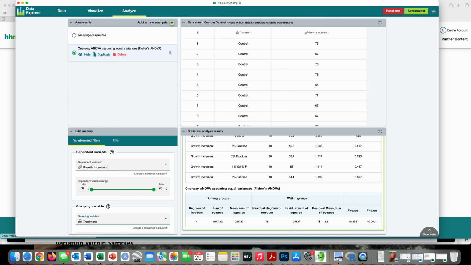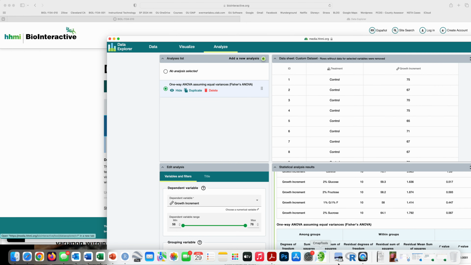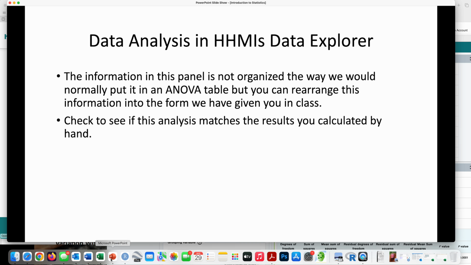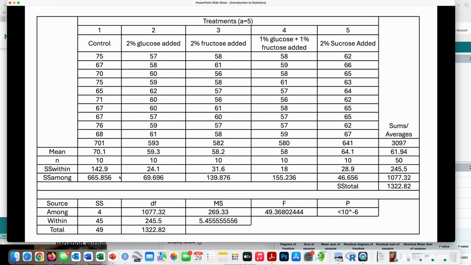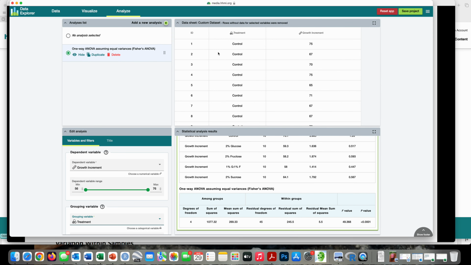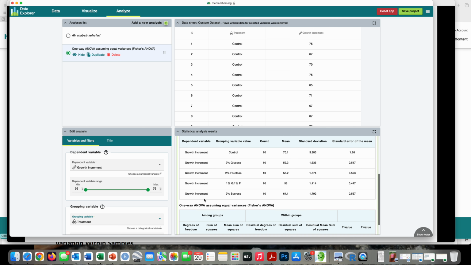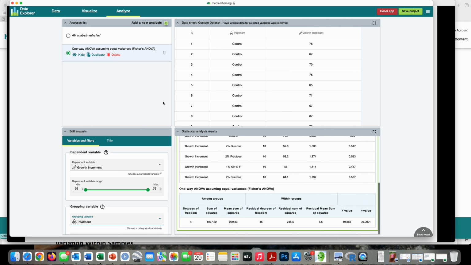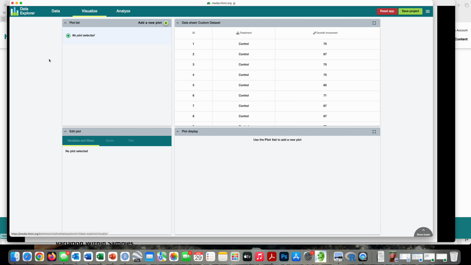269.33 divided by 5.5 is 49.368, and that should be what we saw in our result in our PowerPoint, 49.368. So they can check their math and make sure they did everything correctly by importing their data into here.